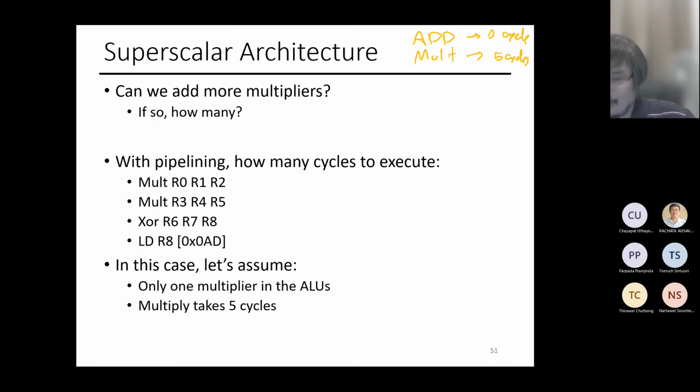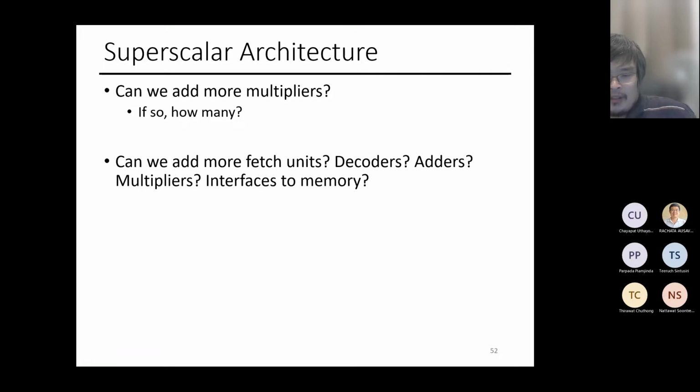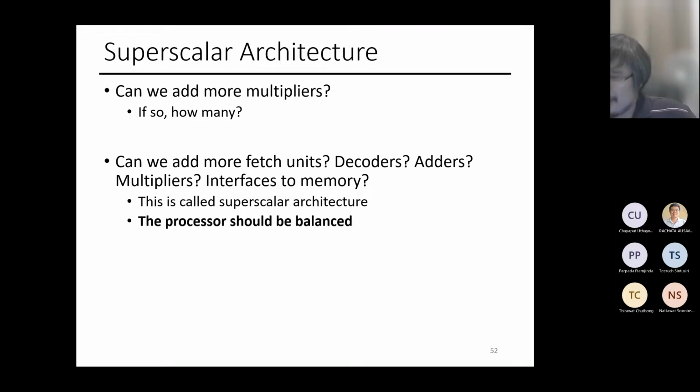your CPU faster as well, right? So we can keep adding things like fetch more, decode more instructions per cycle. We can keep adding adders, multipliers. You have more interfaces to the memory, or we call this superscalar architecture. The key issue is just to make sure this is balanced so that you don't have an overabundance of certain resources.